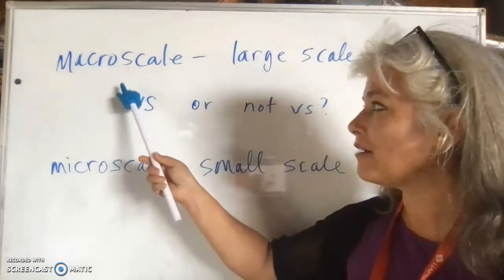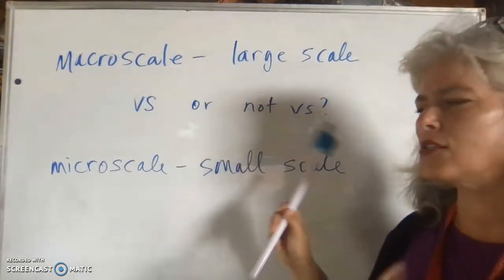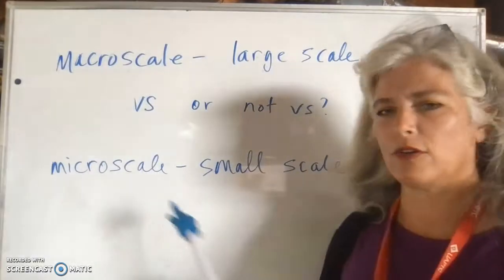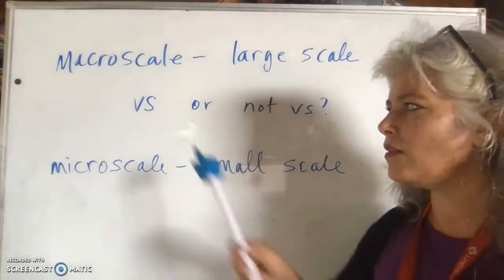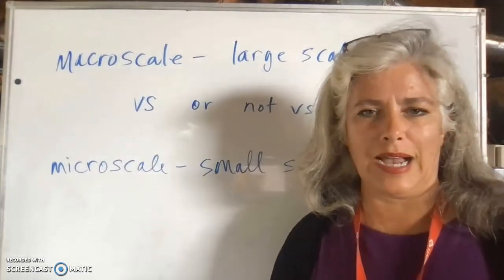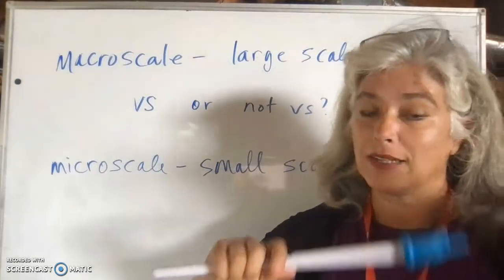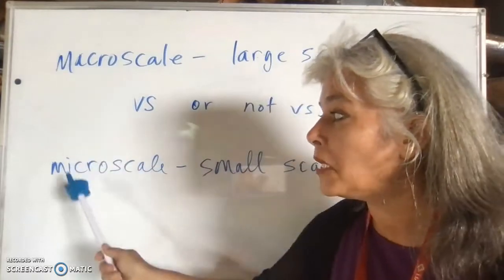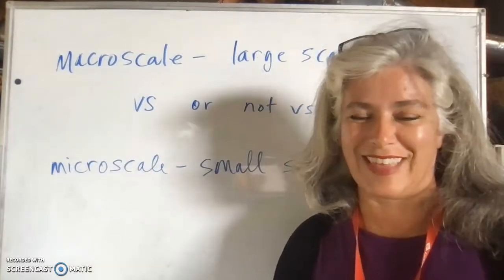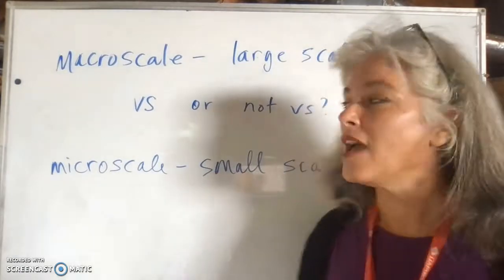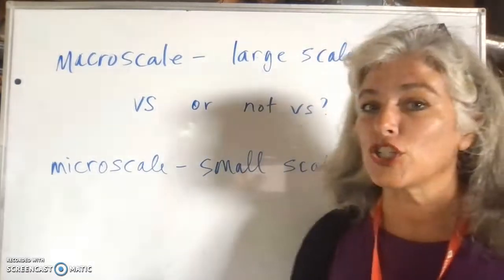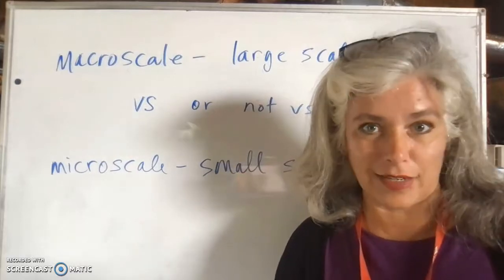So I've got macro scale as large scale versus, or maybe not versus, micro scale, but maybe more of a connection between the two of them. The only versus I want you to have in your mind is that they have two different definitions. They only have one letter difference in the spelling, but they have two completely different perspectives or points of view. Because macro scale is large scale systematic study of society.